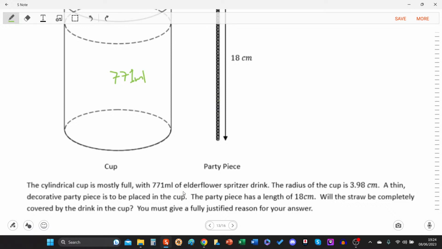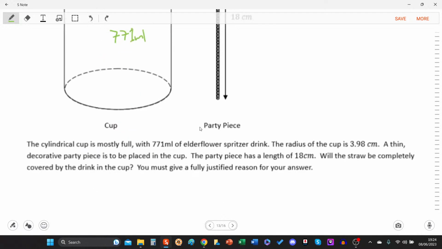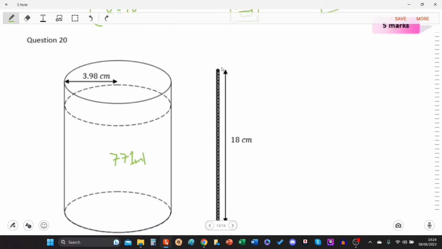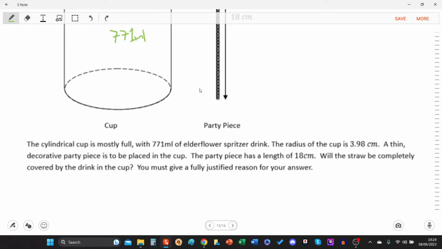Is to be placed inside the cup. Okay, so what does that look like? It's going to be put boing in there. Does it just stay there? No, it like tilts to one side, doesn't it? So try and get your imagination going there. The party piece has a length of 18 centimeters. You see it's reasonably thin. You would call this a thin rod in mechanics. It's something that doesn't really have a width. So there are limits and assumptions here that this doesn't have a width or anything. Okay, so that's the limits of maths when we're applying it to real world stuff.